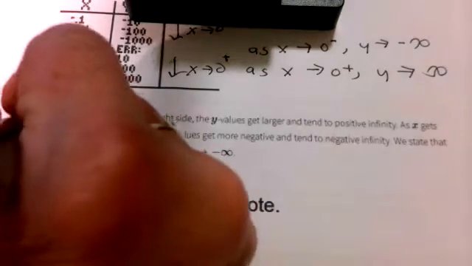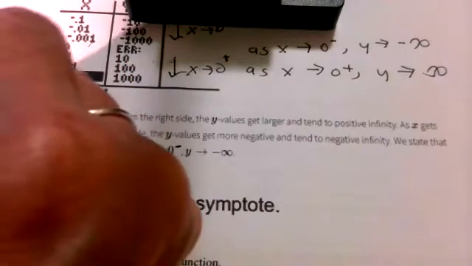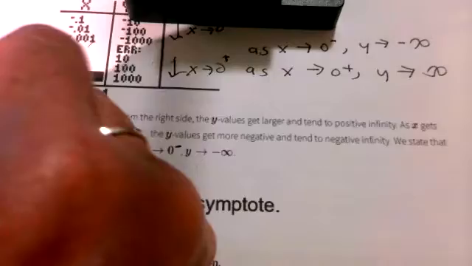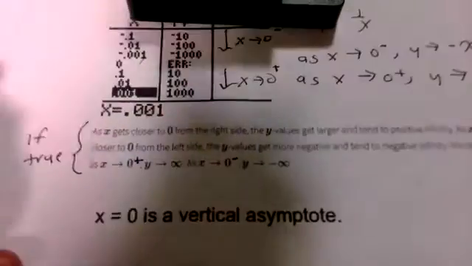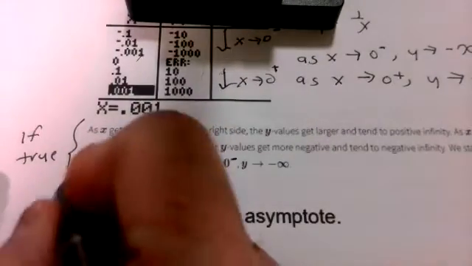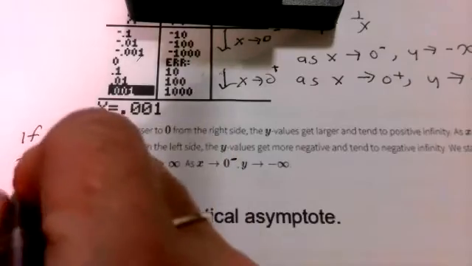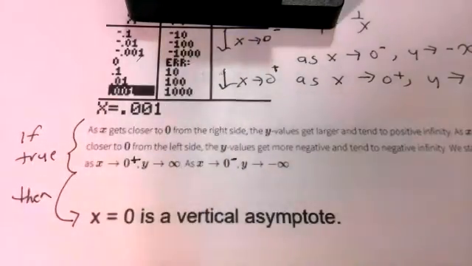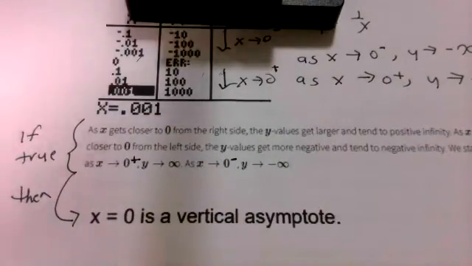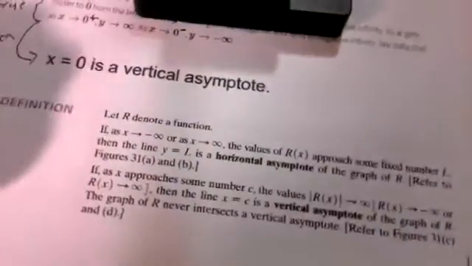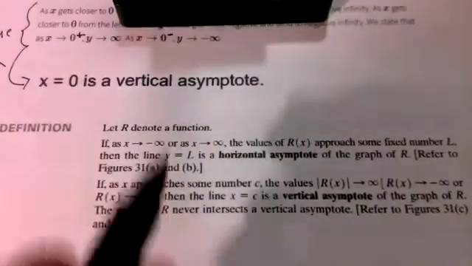But if this is true, then that means that the graph has a vertical asymptote. And now the vertical asymptote does not have to be 0, which we'll see in just a minute. And then the definition, let's just look at the definition here. And I've already read this.